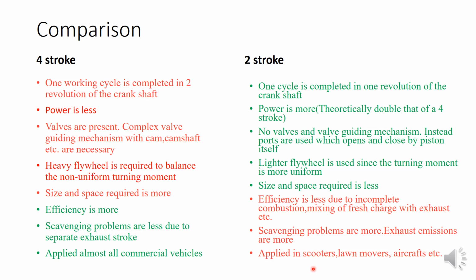But where it is used, we can use it in small scooters. Some scooter or bike manufacturers used it earlier, and we can use it in lawn mowers, the grass cutting machines, because there are no emission norms, only the size matters. Similarly, in smaller aircraft we can use a two-stroke engine, because weight is more important there, and emission is not that important.